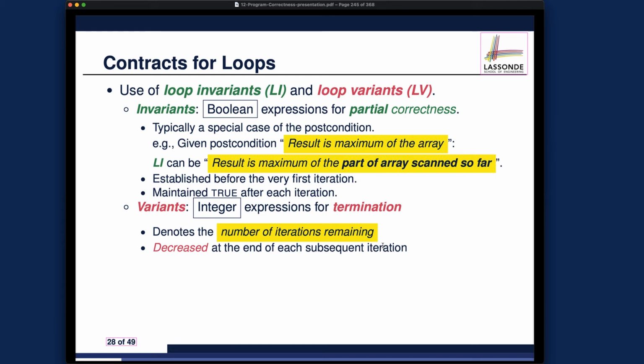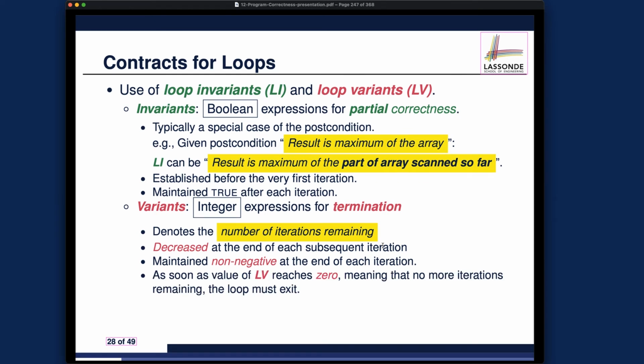It must be strictly decreased, and should be maintained non-negative, larger than or equal to 0. As soon as the loop variant reaches 0, that means the number of iterations remaining will be 0. That means no more iterations to go. You must exit from the loop. Otherwise, you will actually get a loop variant violation.